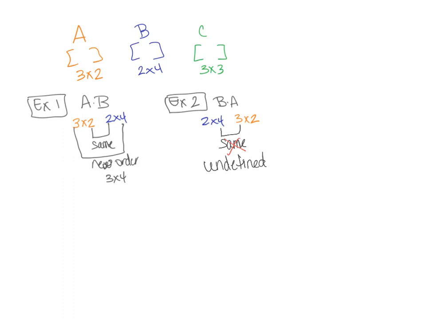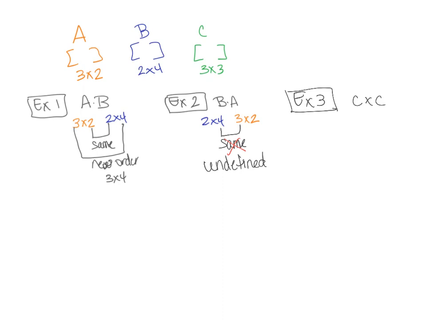Okay, all right. Let's keep rolling with some more. Let's try example 3. Oh, I don't know. What do you guys want to multiply? C times C. Because you can multiply matrices to themselves. Maybe, maybe not, right?